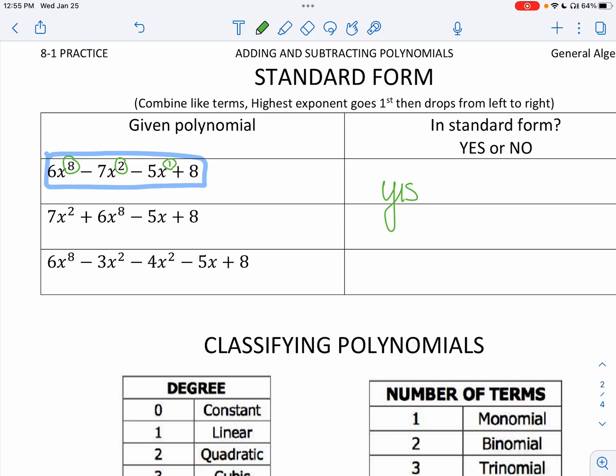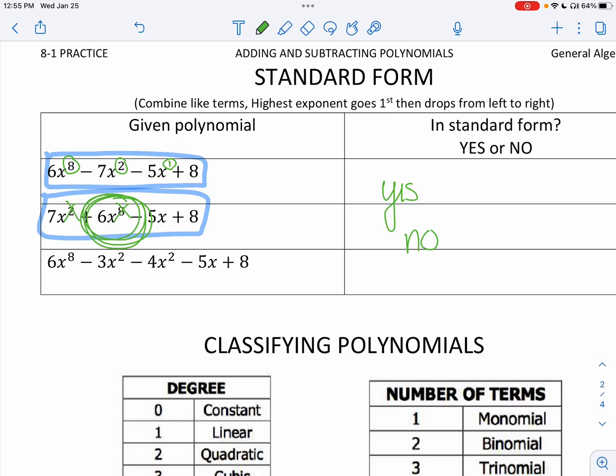Look at the next one. Is this one in standard form? Well, I can't combine like terms, so in that aspect it's okay. However, you see these exponents are out of order. This one should have been first. So no, this one is not in standard form.